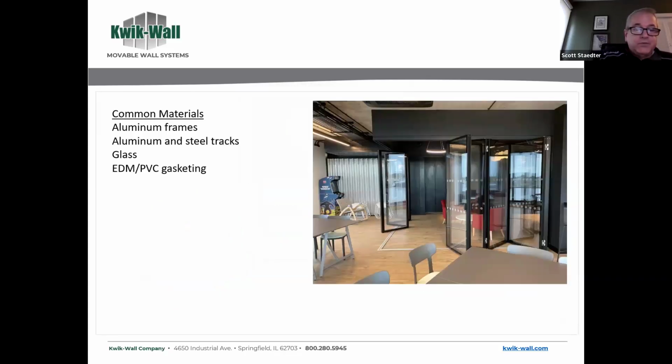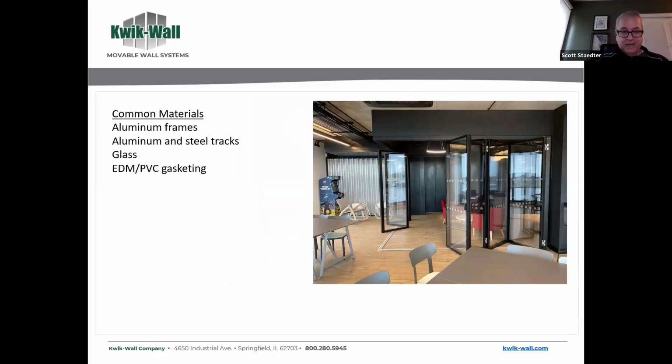Common materials in almost all interior glass walls, they're almost always aluminum frames. They maybe have aluminum and some steel tracks. There might be a bit of steel inside for additional support of the aluminum on the frame, but the majority of the weight of the panel is in the glass.